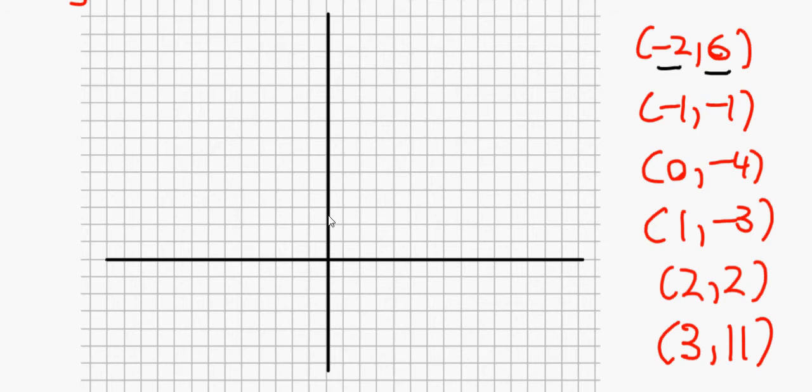Go up in blocks of 2: 2, 4, 6, 8, 10 and 12. On the bottom go down: minus 2, minus 4 and minus 6. On the x-axis we can go across in ones, because we only have to go up to 3 and down to minus 2.